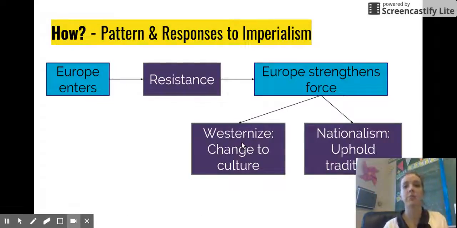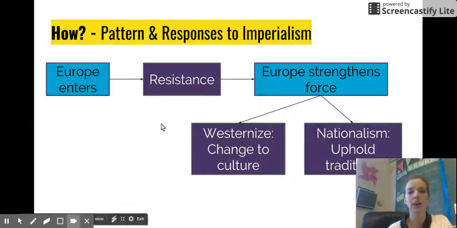And this kind of goes into a typical four-step pattern, the last two being one step as kind of two parts. Europe usually enters. Usually it enters economically. Then there's usually local resistance, followed by Europe strengthening their force, sometimes causing direct rule, sometimes just causing stronger indirect rule. And then the people in the country that are being imperialized kind of have two options. They can either westernize or they can nationalize. And sometimes those things can overlap.